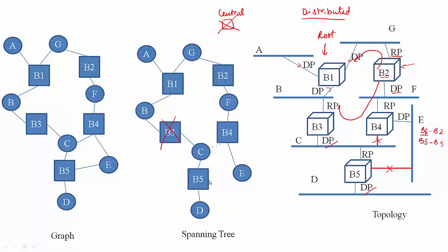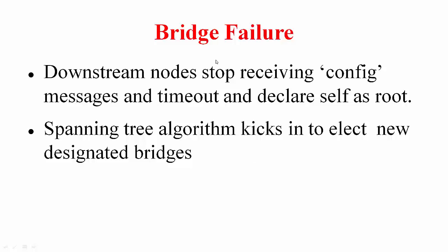So you need to come up with a new spanning tree that is going to interconnect the different LAN segments. How is this done? Whenever a bridge fails, the downstream nodes stop receiving the configuration messages that are periodically sent by the root. In which case these downstream bridges are going to time out when they don't see such configuration messages and they are going to declare themselves as root. Now when this happens, the spanning tree algorithm will again kick in and you're going to elect new designated bridges. We will work out an example as part of the quiz to figure this out.